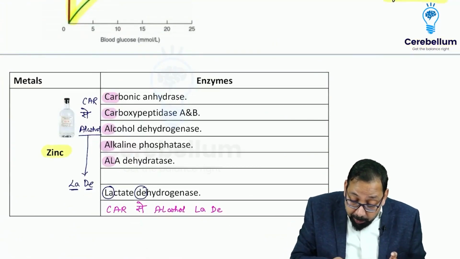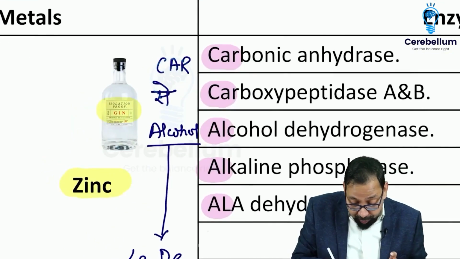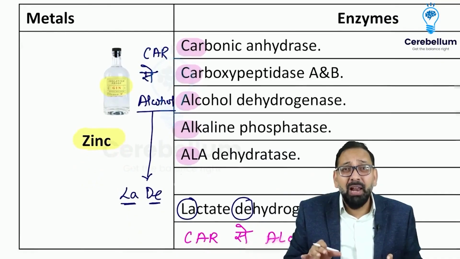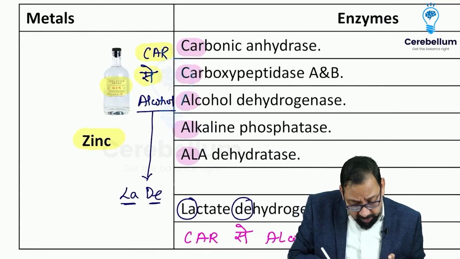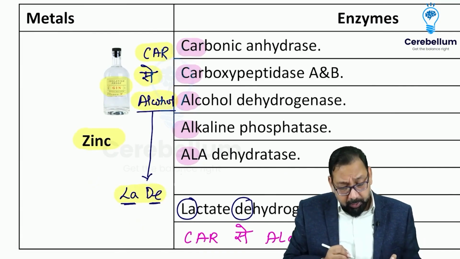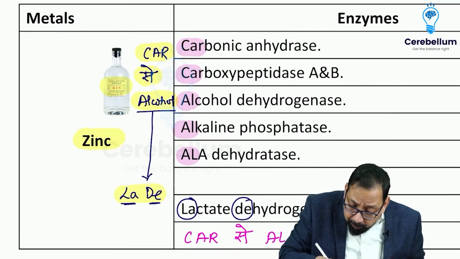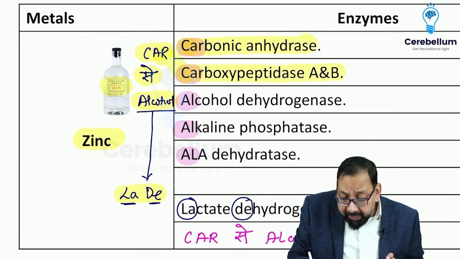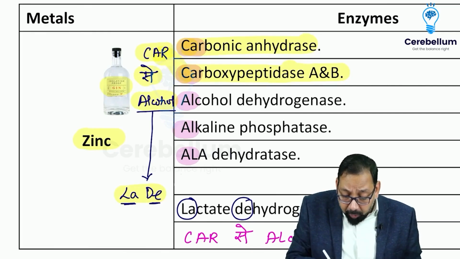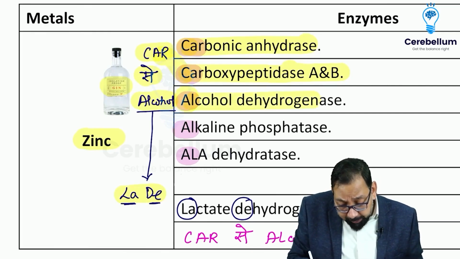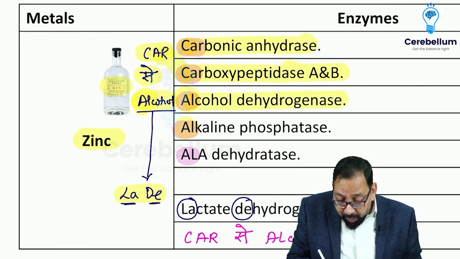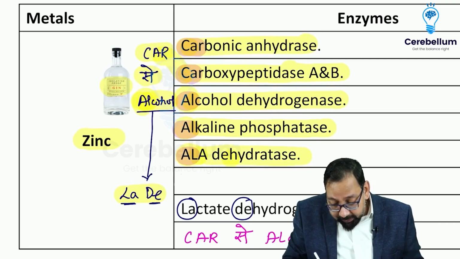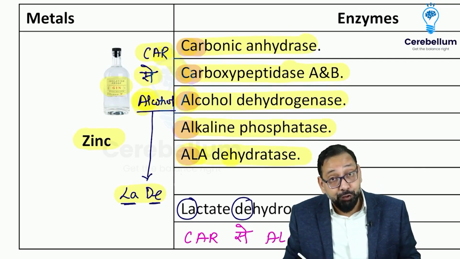Now, a few cofactors. Zinc, I remember zinc as gin. That is alcohol. You ask your friend, "कार से alcohol ला दे." Car means carbonic anhydrase. Car means carboxypeptidase A and B. Al for alcohol dehydrogenase, Al for alkaline phosphatase, Al for aldehydatase. So the cofactor is zinc, gin.